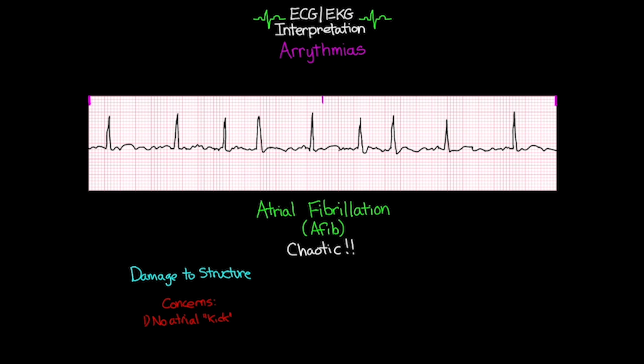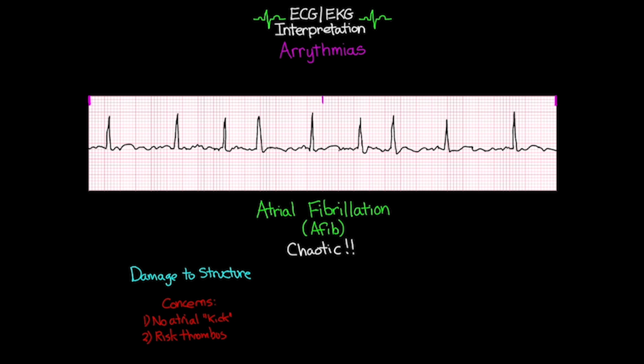The second concern is that since we don't have that contraction, blood is often not moving through the atrium as well as it should, and so this puts our patients at risk of thrombus. If that clot forms and it moves into the ventricle and then out into the circulation, this could potentially cause a problem for our patient. So it's definitely important to be able to identify this one.